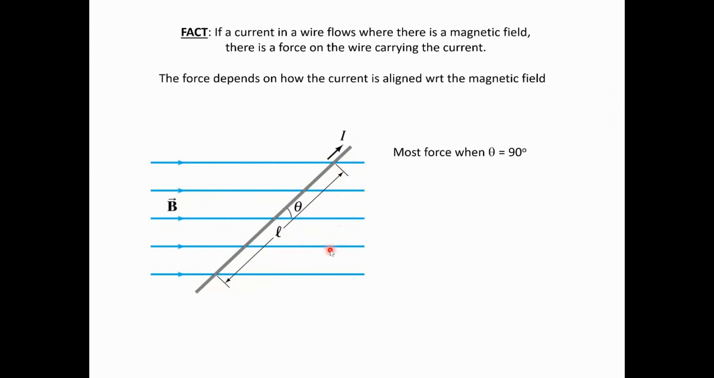Okay, you will notice if you do this experiment that you get the most force acting on the wire, the largest magnitude force, when this angle is 90 degrees. So if the current is perpendicular to the magnetic field, you'll get the most force. And you'll get the least force, actually zero force, if the angle is 0 or 180 degrees. If the current flows in the same direction as the magnetic field or opposite the direction of the magnetic field, there's no force on the wire at all. So that's a kind of curious thing, isn't it?